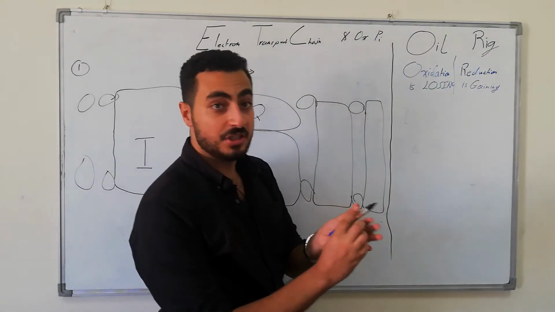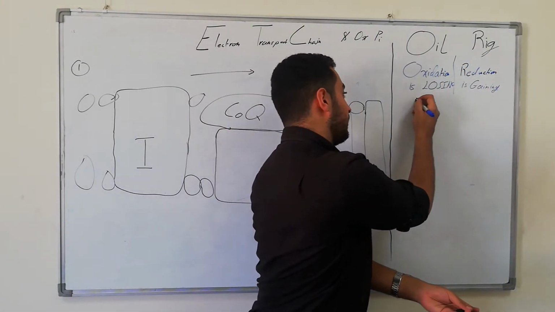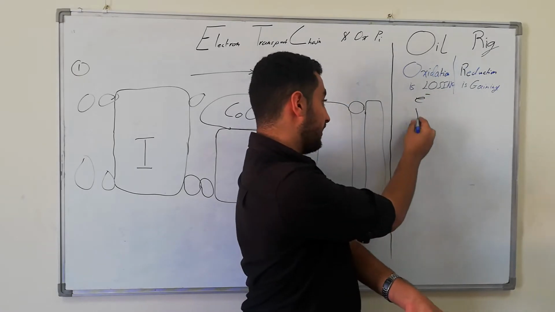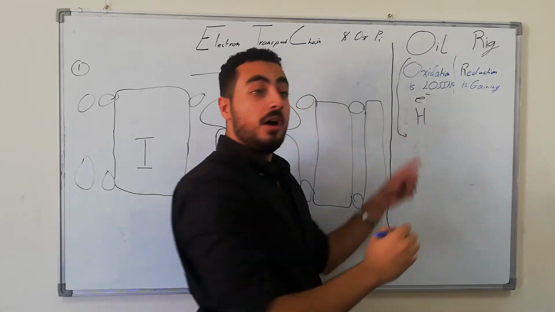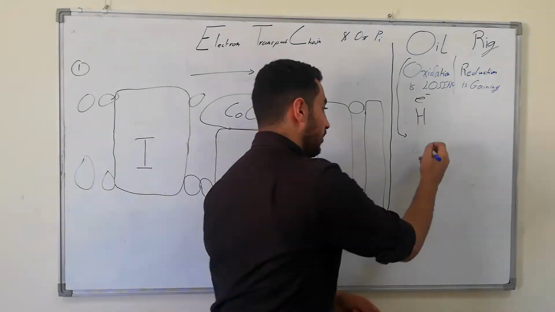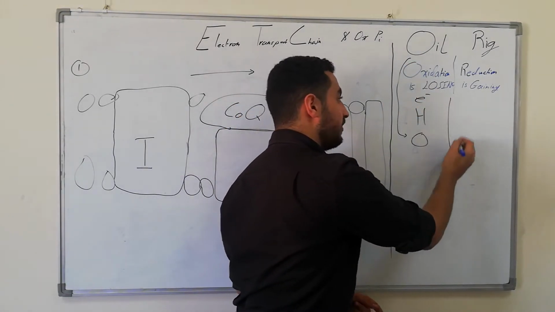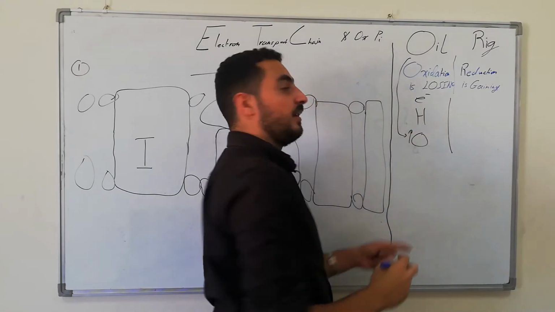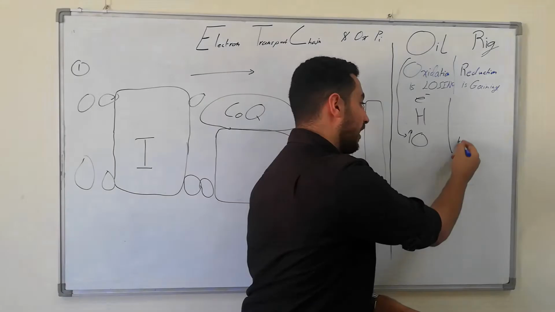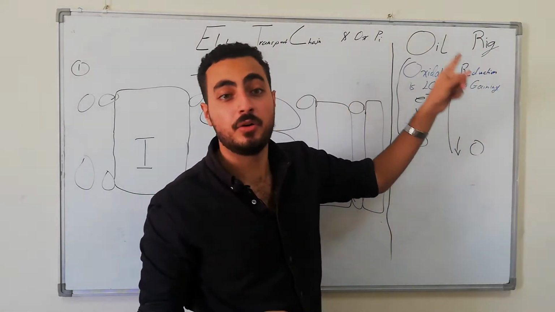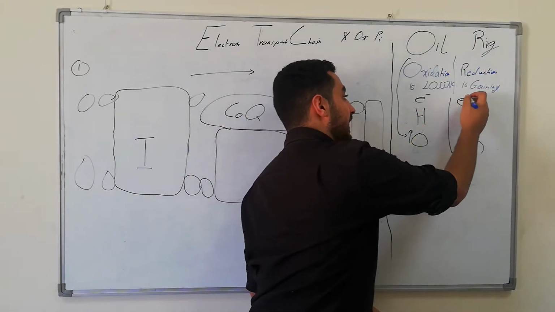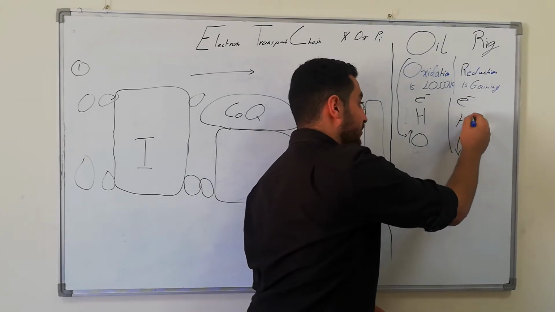And oxidation is the loss of electrons or hydrogens. Well, and as the name suggests, oxidation is the gaining of oxygen, while reduction, the opposite of oxidation, is the loss of oxygen. And reduction is the gain of electrons or hydrogen.